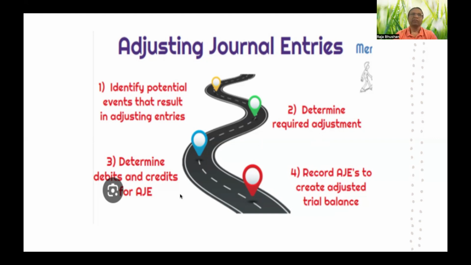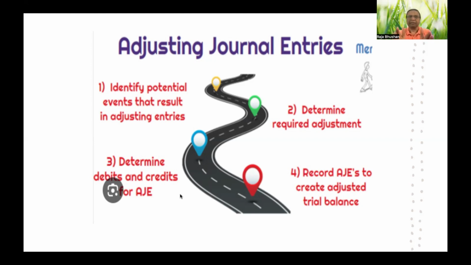The third one is which account is to be debited and which account has to be credited. So basically, for an adjusting entry, first recognize that event. The second point is what is the required adjustment, that means how much amount. The third is which account to be debited and which account to be credited. Once we are done, these adjusting entries will be taken to the trial balance, which is called the adjusted trial balance. That means an adjusting entry is recorded between an unadjusted trial balance and an adjusted trial balance.